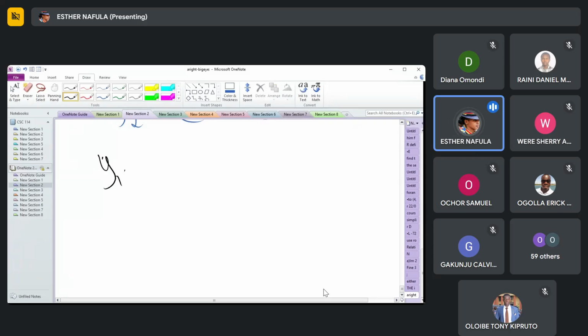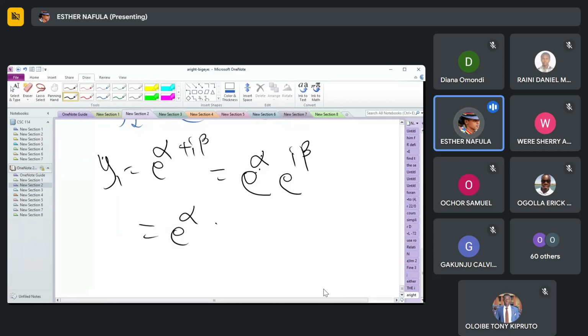So y1 is e to the alpha plus i beta. This is complex, but there's something we know about exponents. We can split this and say this is e to the alpha, e to the i beta. Still complex. Use Euler's formula. If you have e to the i theta, then it's the same thing as cos theta plus i sin theta. So we can expand the second part using Euler's formula. E to the i beta becomes cosine of beta plus i sine beta. Y1 is still complex in nature.